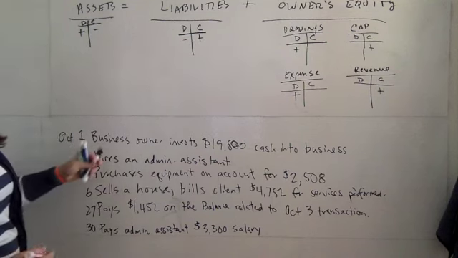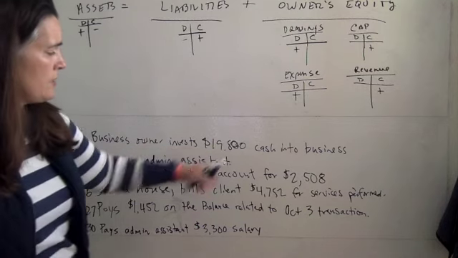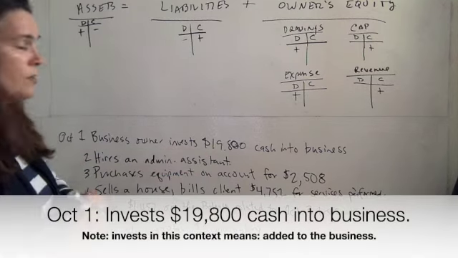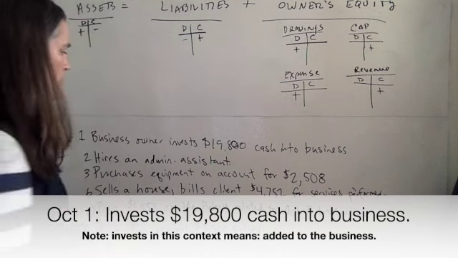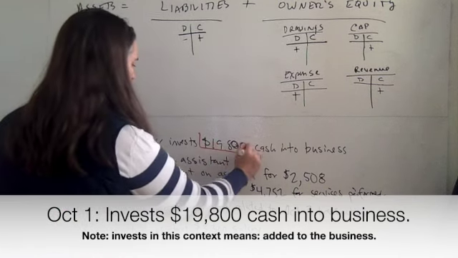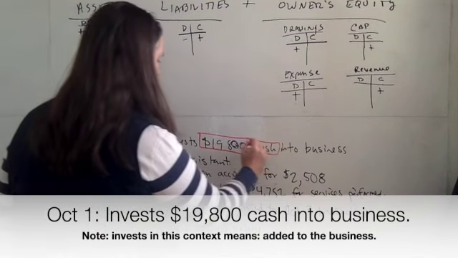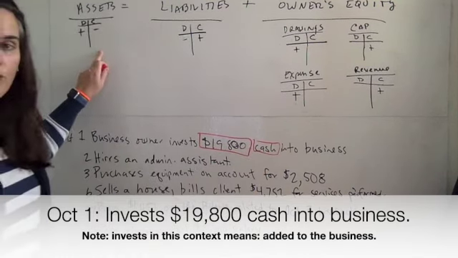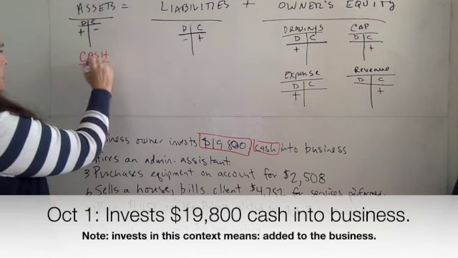So the first problem is business owner invests $19,800 of cash into the business. What I'm going to do is use my red marker to highlight some of the key things in each fact. All right. So first of all, I'm given that number and I'm given the word cash. So we should know that we're going to be up here in cash. Let's create a cash T account.